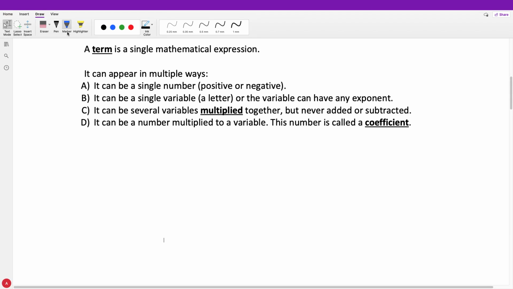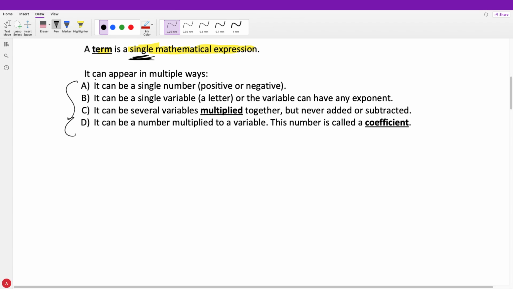All right, so now we need to ask ourselves and define, what is a term? A term is a single mathematical expression. So it's singular. When we say a term, we're only looking at one. It can appear in a few different ways, and we're going to go through all of these and an example of each.